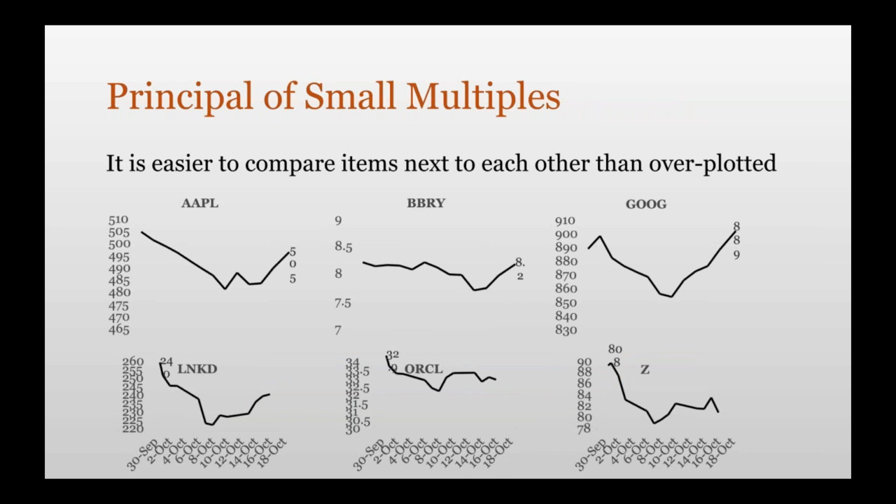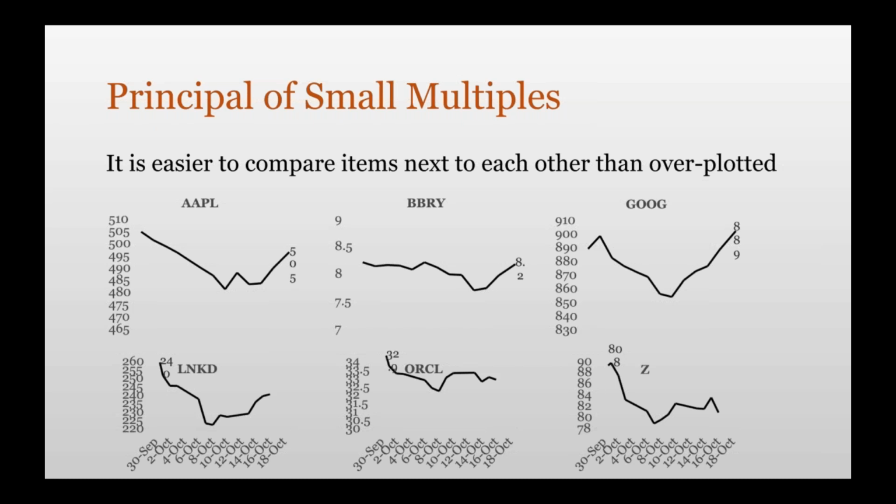And lastly, we have the principle of small multiples. If you remember in the bad chart slide, I had the example of a lot of lines plotted over each other, and you weren't able to really tell what was going on. But here, by looking at things next to each other, you have more of a guide. You're able to actually compare things more directly.